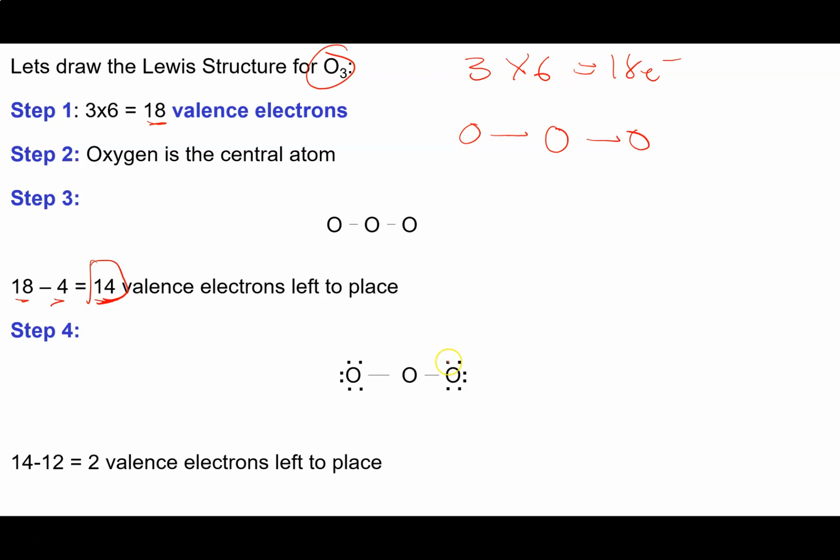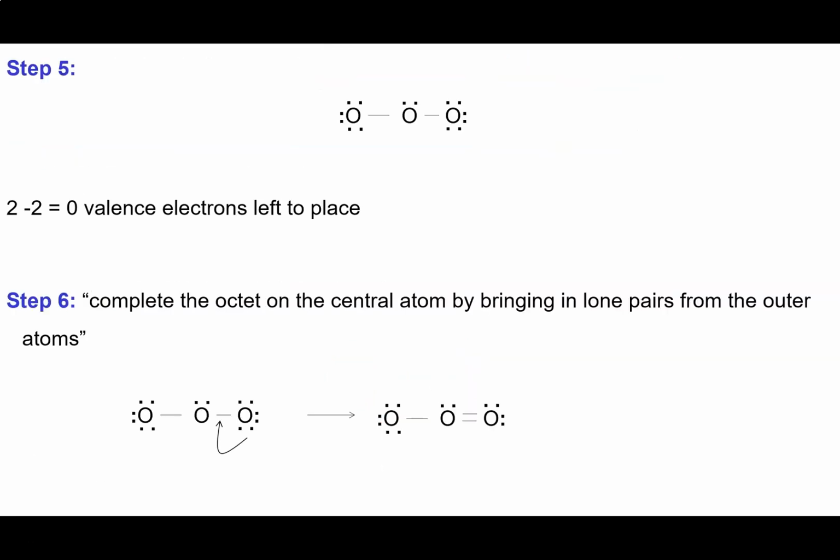What we do now is we complete the octets on our outer atoms. And doing that consumes 12 of our electrons, leaving 2 remaining. So what do we do with the 2 remaining electrons? We place them on our central atom. So here we are at this point. Once we get to there, we have 0 electrons remaining. So now all we have to do is check whether our central atom has an octet or not. So we've got 2, 4, 6. It doesn't have an octet.